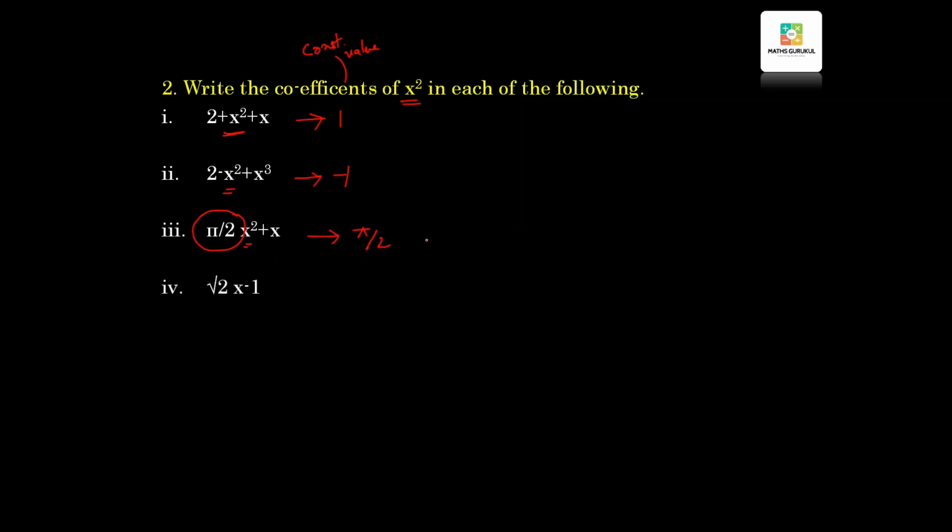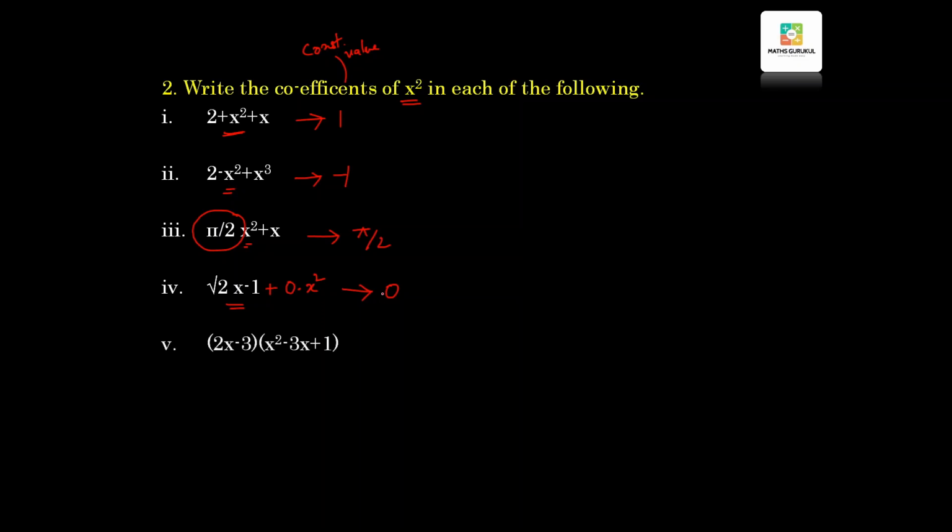In the next term, it is given root 2 into x minus 1. So here we do not find any x squared. So if we modify this particular expression, we can write, suppose, 0 into x square, right? We can write 0 into x square, which will give us 0. So this whole value will not be altered. So 0 into x square. So what will be the coefficient of x square in this particular term? It will be 0.